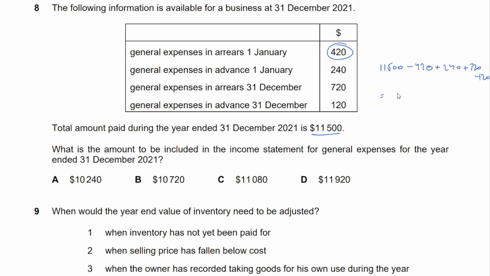I hope you're understanding this. You're supposed to, right? 11,500 minus 420 plus 240 plus 720 minus 120. That's 11,920. D.